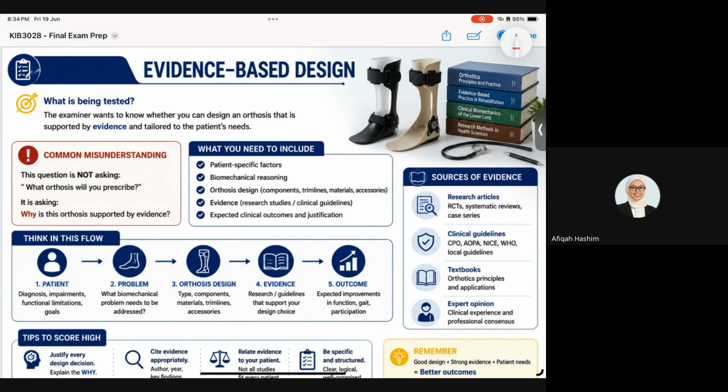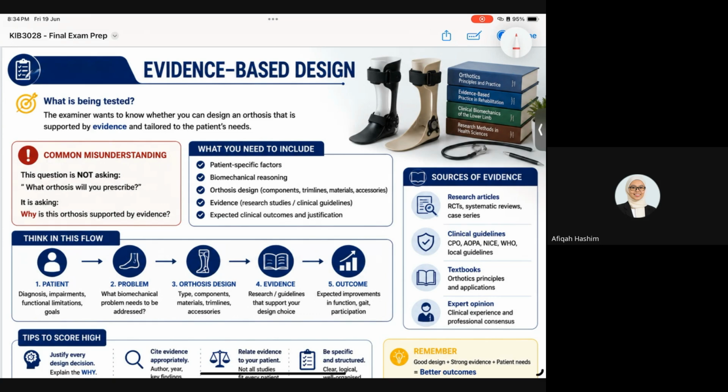Then comes the evidence. All right, support your design with research or a clinical guideline. For example, you might write, previous studies have shown that solid ankle orthosis improves ankle stability and reduces foot drop during swing phase in children with neuromuscular disorder. Or according to the current clinical guideline, or you can cite the article also. An articulated AFO may be beneficial when ankle dorsiflexion is preserved and controlled motion is desired. Notice that when you quote your research, you are explaining how the evidence supports the decision.